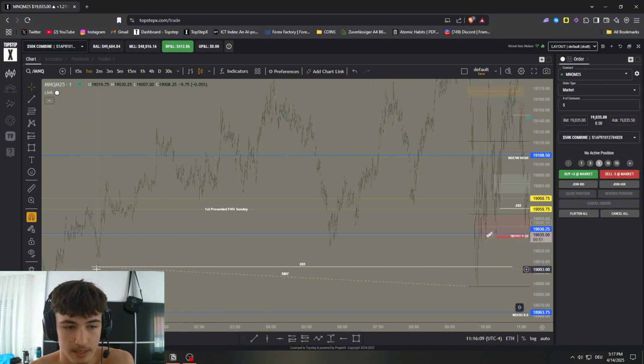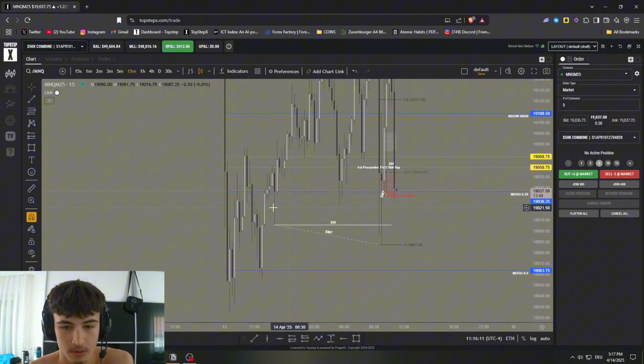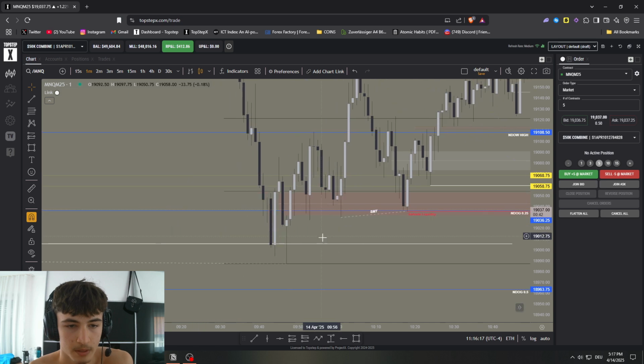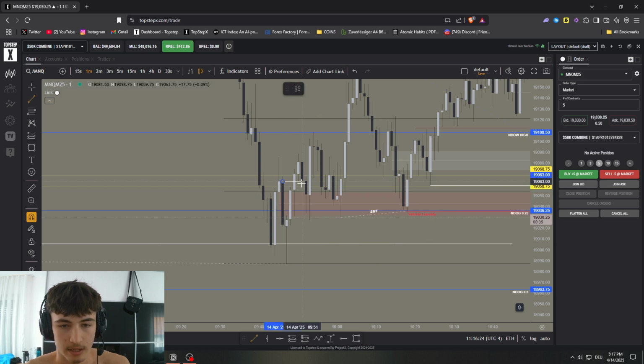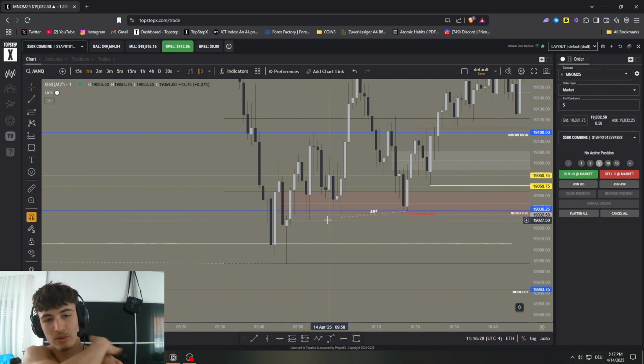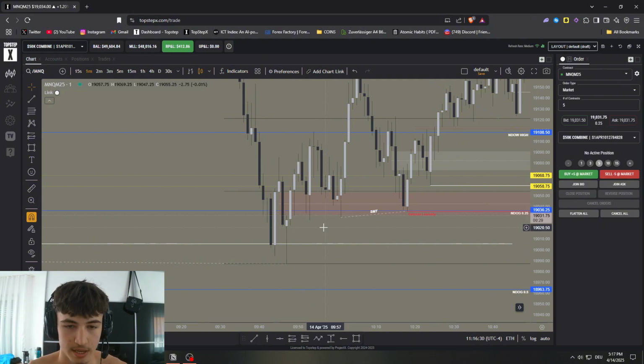After that, we can see this low right here got swept. We created a SMT, filled this fair value gap, so we get perfect manipulation right here. Also, I didn't really count it as a change in state of delivery because I need at least 2 candles to see it as a change in state.